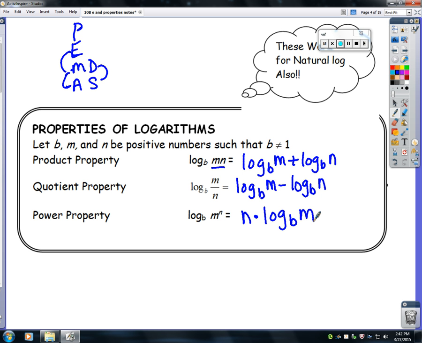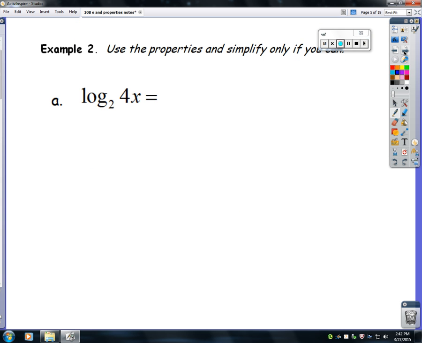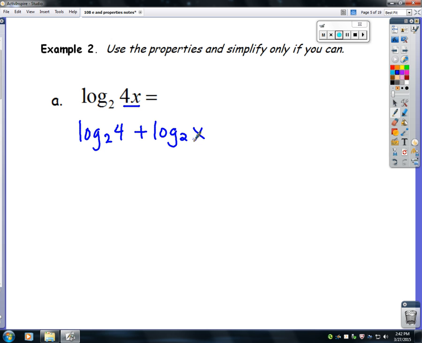Alright, let's see how we're going to do with this. We're going to practice these first so we're ready to use them when we need them. We say we're going to use the properties and simplify if you can. So we're going to expand these and try to simplify them. Notice that now what we have is multiplication, 4 times x. We're going to break that apart. Multiplication turns into addition. So we can rewrite this as log base 2 of 4 plus log base 2 of x.